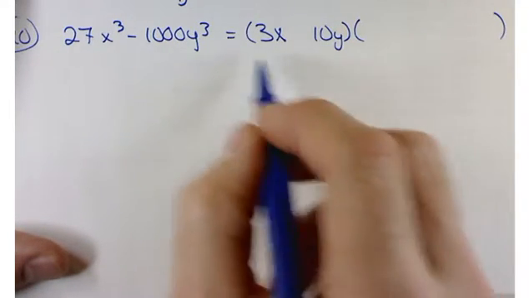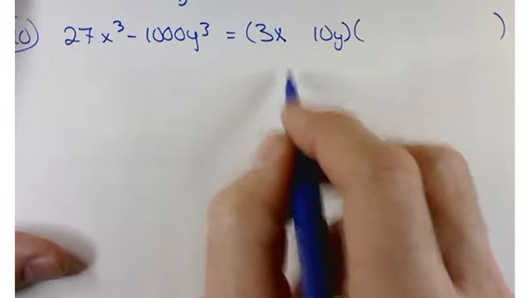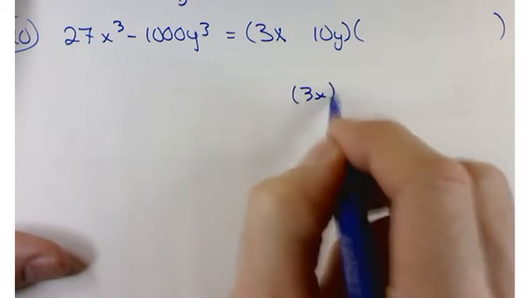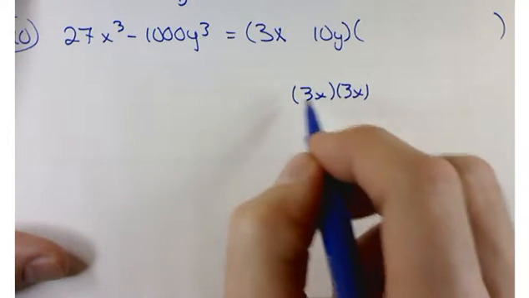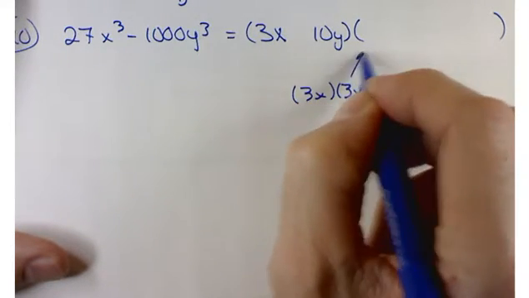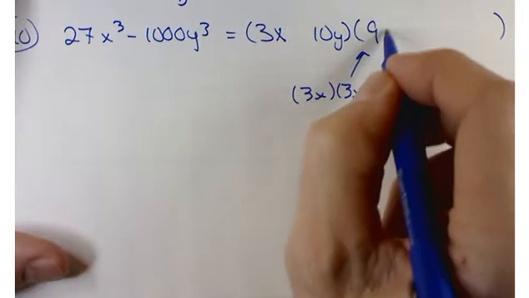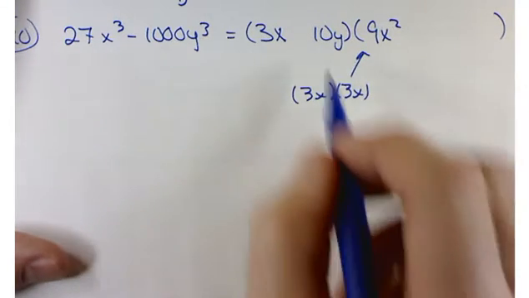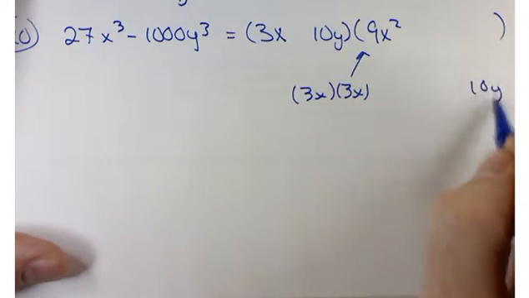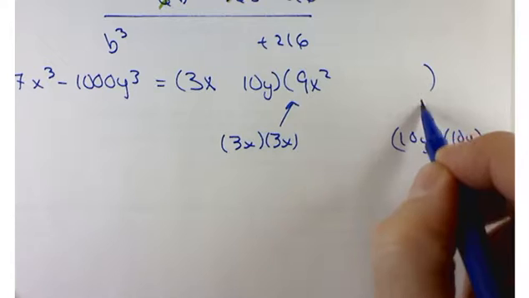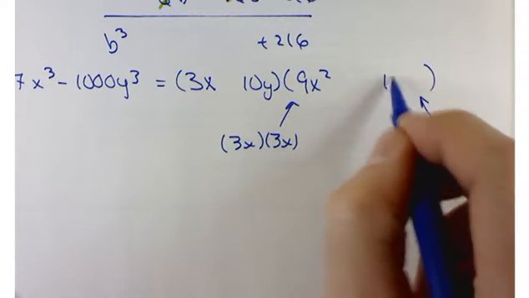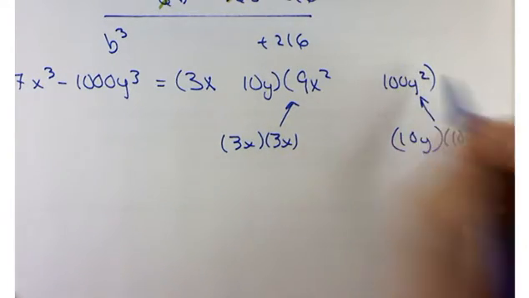We're going to do the same thing here that we did with problem number 18. Take the 3x times the 3x. Multiply this term by itself. What do I get here? 9x squared. And then the 10y times the 10y. That's going to give me this term, 100y squared.